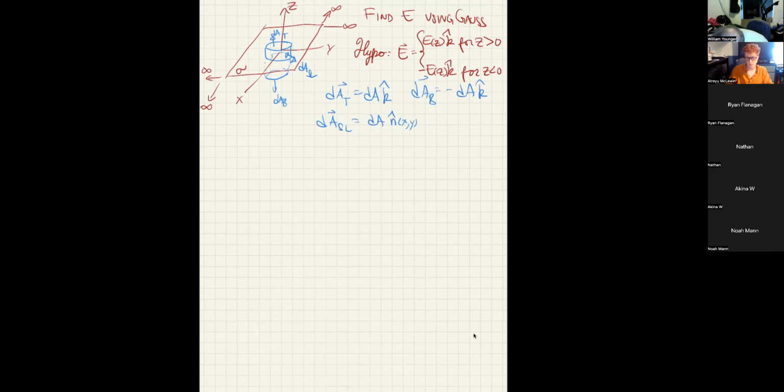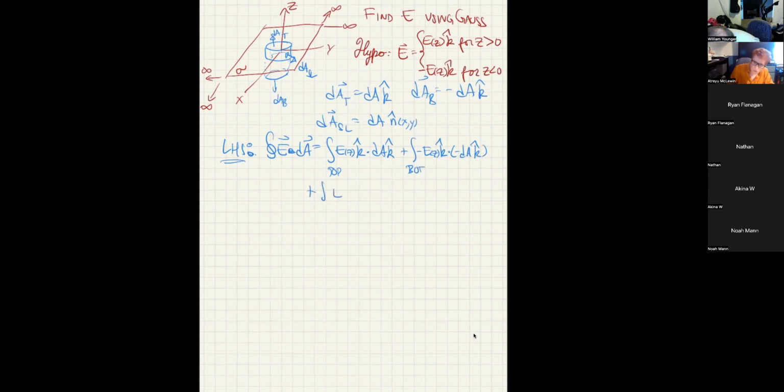There's going to be no z component whatsoever. So I'm just using a made up vector, where n means normal, so it's normal to the surface. So now the left-hand side of Gauss's law is the closed integral of E dot dA. Well, that's equal to the integral of E of z k hat dotted with dA k hat. That's for the top. Plus the integral of negative E of z k hat dotted with negative dA k hat. That's for the bottom.